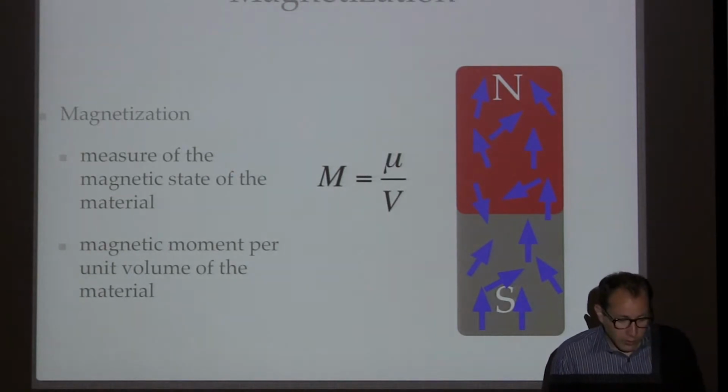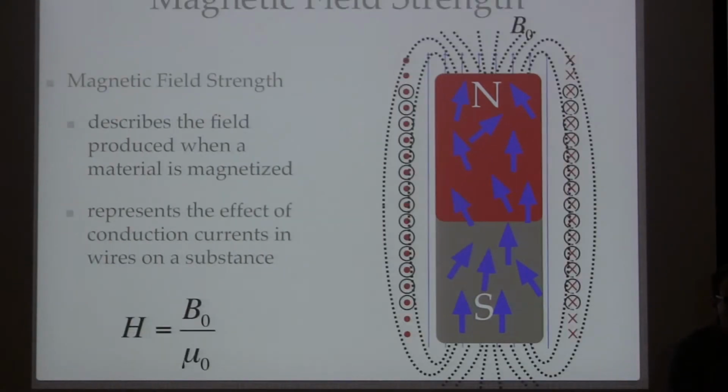Now that field, we can describe a couple different ways. That field strength is basically looking at how a material is magnetized. And we can look at the effect if we take our magnet and put it into a solenoid. We also can look at what it would be if we had it in a wire structure.